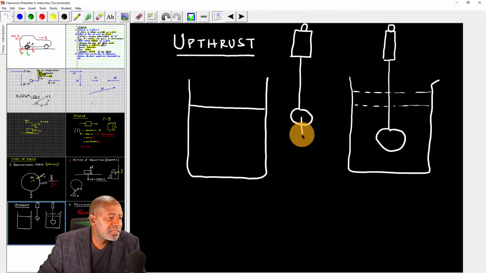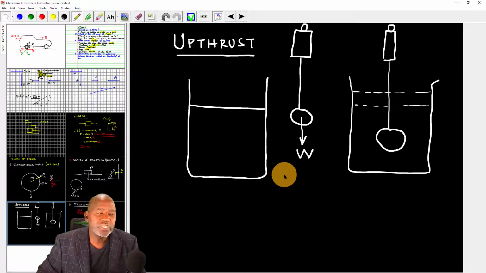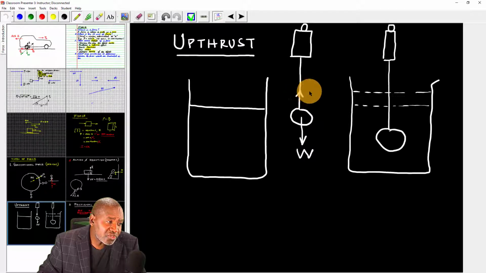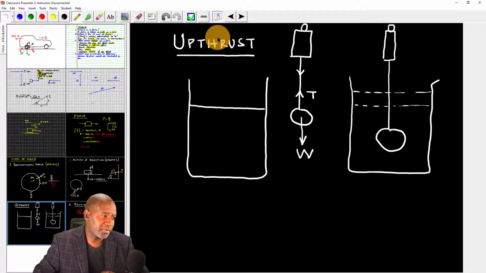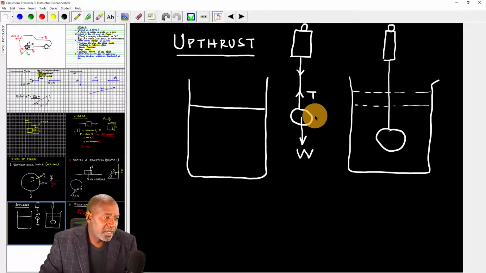This object here experiences two types of forces. One of them is its own weight, which is the gravitational force on it. The other one is the tension in the string. Okay, I will talk about tension later on. It will be the next force here. But think about this string pulling or supporting this mass.